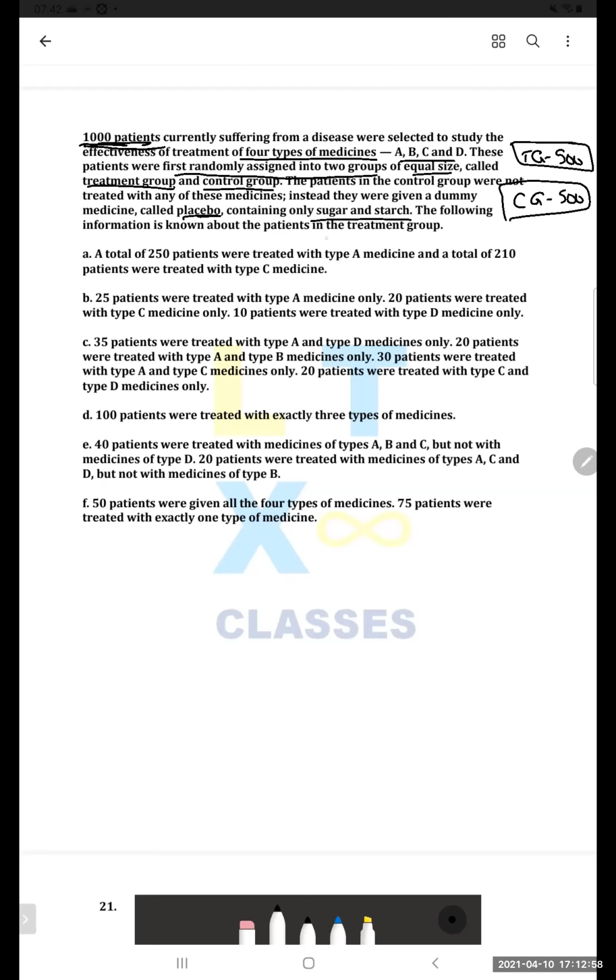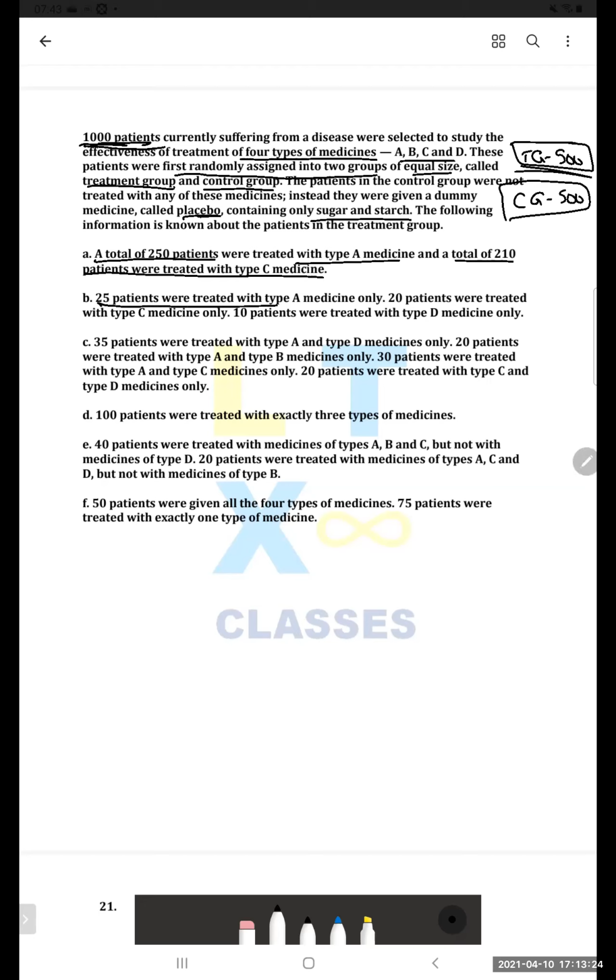The following information is known about the patients in the treatment group. So treatment group లో ఉన్న patients గురించి తెలిసిన information ఇది. What is it we have? A total of 250 patients were treated with type A medicine and a total of 210 patients were treated with type C medicine. Okay, I'm not capturing this information yet in any particular format, but first అసలు ఏం information ఇచ్చారో చూస్తున్నాం.